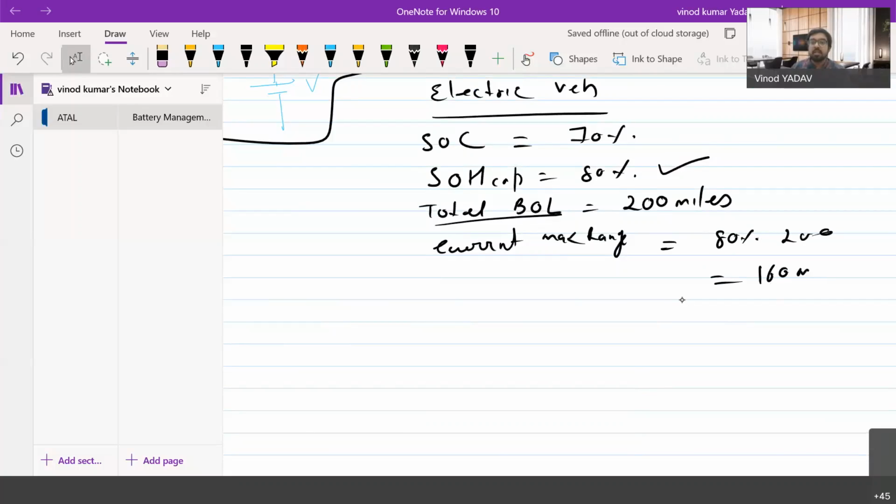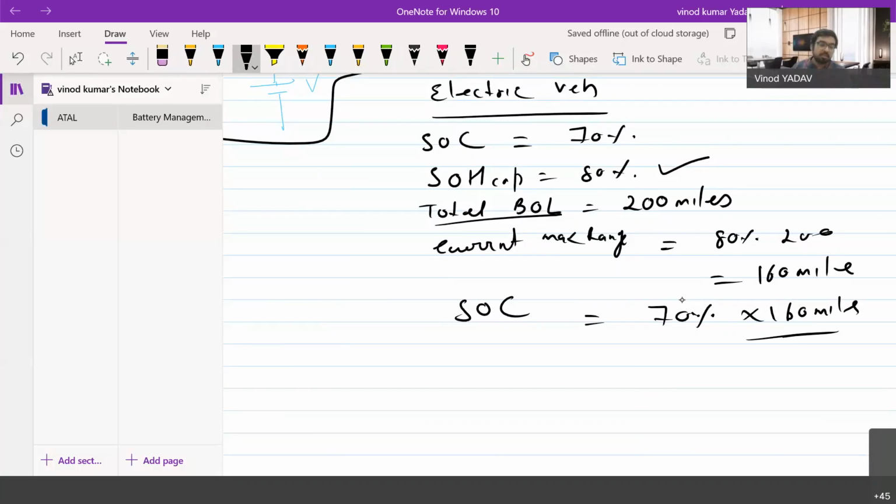And if we have to calculate the remaining state of charge for this, we will calculate 70% of this 160 miles, and we can calculate the status of this battery for that electric vehicle.